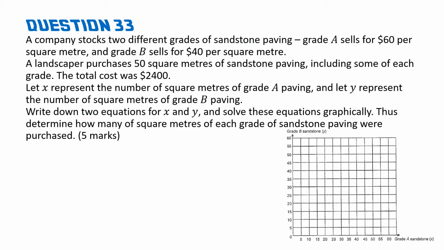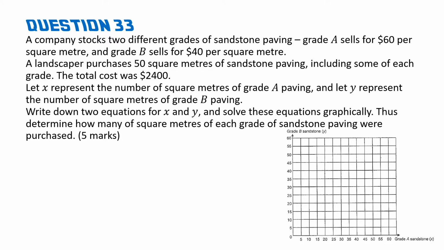Picking up with question 33, a company stocks two different grades of sandstone paving. We've got grade A that sells for $60 a square metre and grade B that sells for $40 a square metre. A landscaper is going to purchase a total of 50 square metres of sandstone paving, including some of each grade. In doing so, their total cost was $2,400.